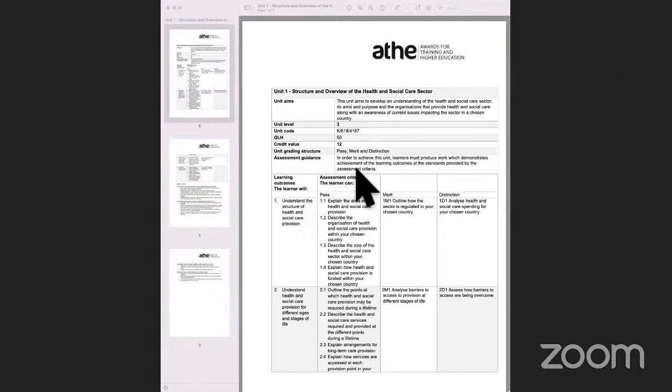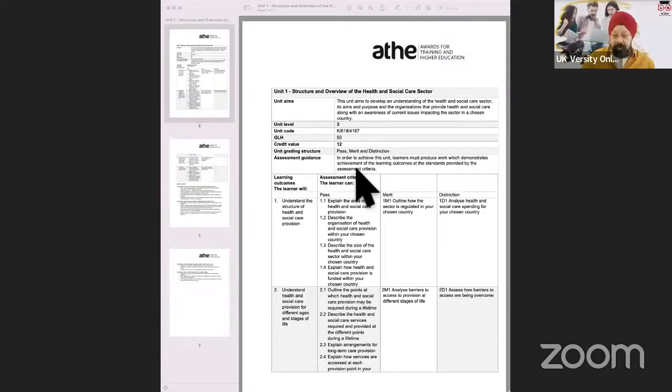And this unit is part of a graded qualification. So for those of you who are achieving a pass, you'll multiply the credits, which is 12 for this unit, by 3.